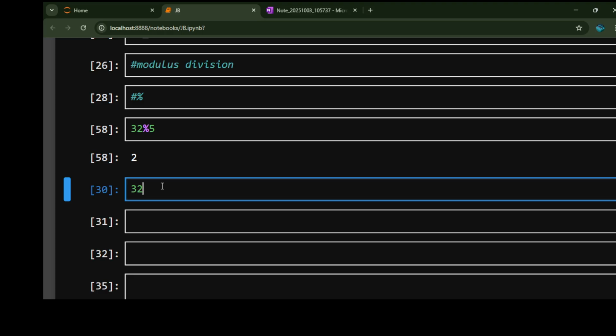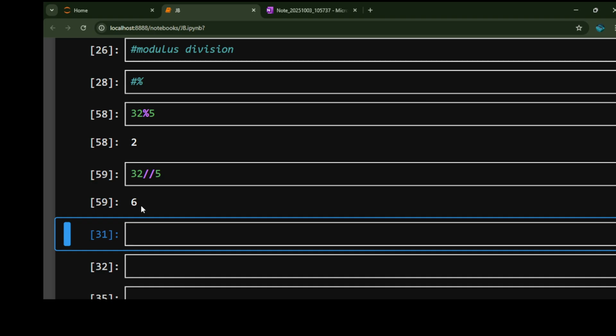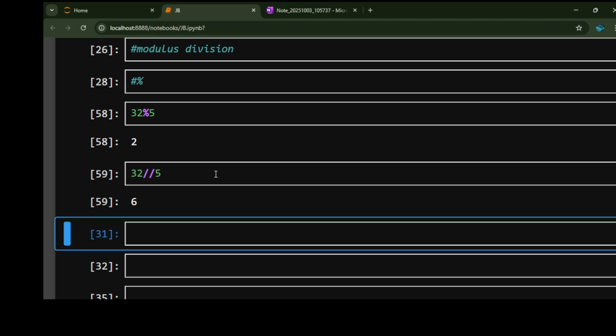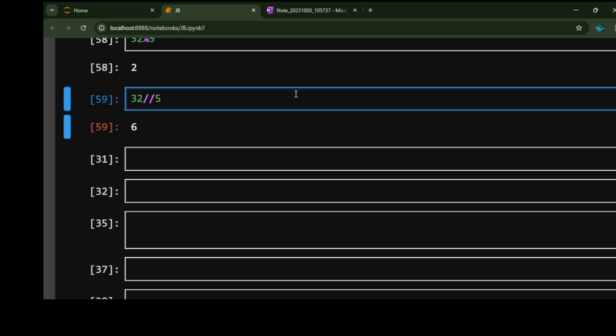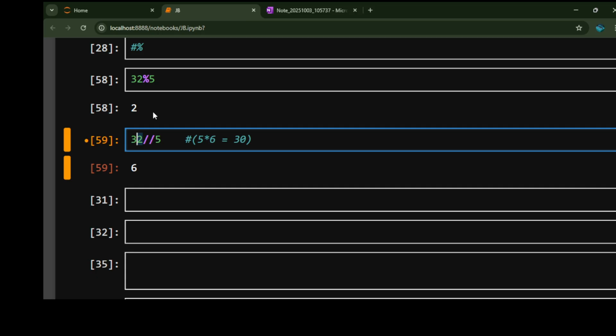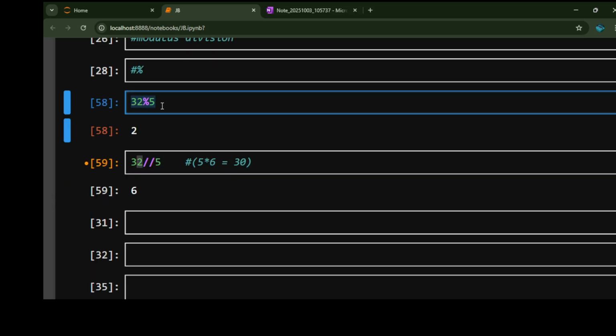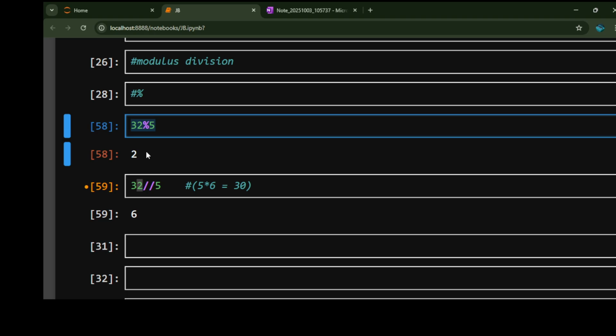If we are trying to divide 32 by 5, then the full output will be 6. 5 6s are 30. 5 multiplied by 6 gives us 30. This is understood by all of us. But the 2 is the remainder. So this operator will give us the remainder of every division.